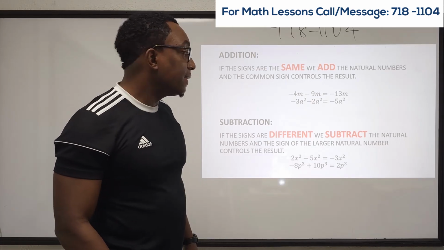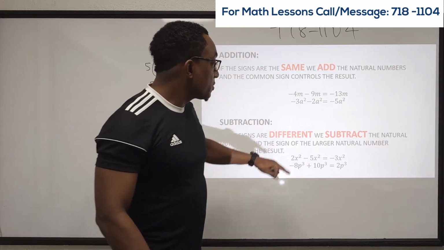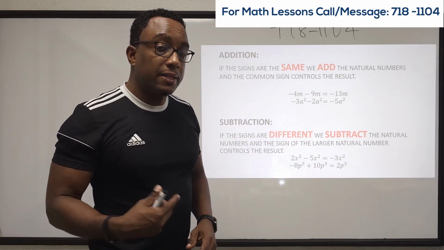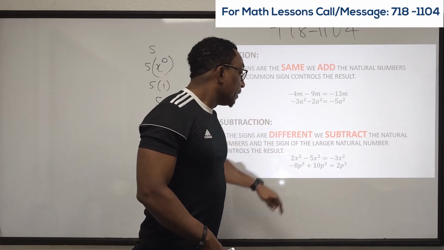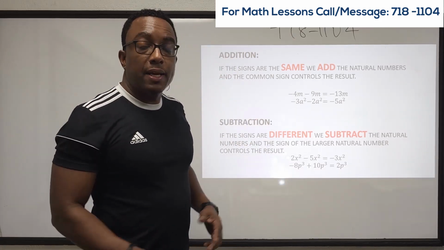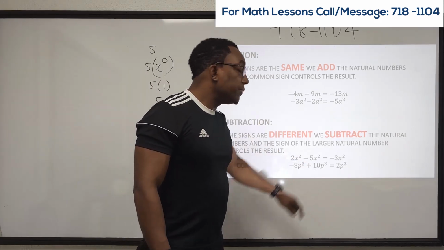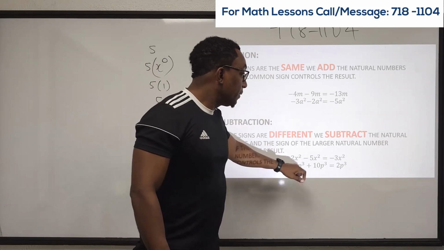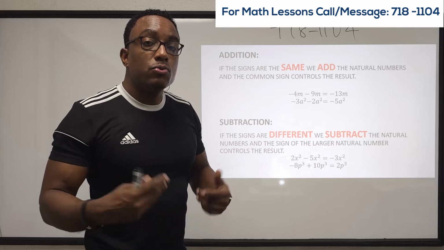So we're going to put that negative sign in front of our 3, but also we must maintain the variable and power, which is x squared. So we get negative 3x squared as our result. If we have negative 8pq plus 10pq, again we can simplify that because we clearly see we have like terms, pq. So once we have like terms, we can now apply our rules of signs.